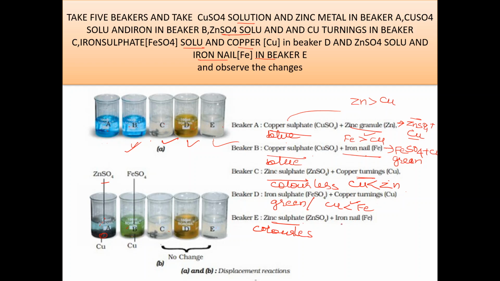In beaker E, again zinc sulfate and iron. Zinc is more reactive than iron. If you take iron sulfate, FeSO4, in a beaker and take zinc pellets in it, zinc will displace iron. It was green in color. Now it will form zinc sulfate plus iron. So in a displacement reaction, the information you can draw is that the more reactive metal will displace a less reactive metal from its salt solution.